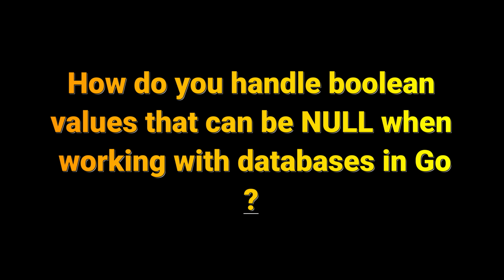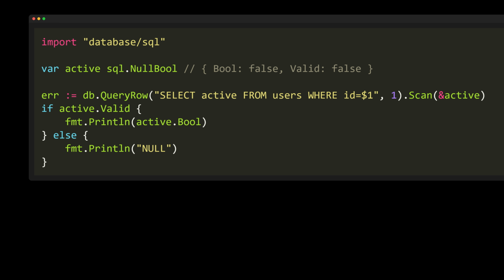Question: how do you handle Boolean values that can be null when working with databases in Go? Answer: in Go, when a database column can be null, you should not use a plain bool because it cannot represent null. Instead, you can use sql.NullBool. It has two parts: bool for the value and valid to show whether the value is present or null.